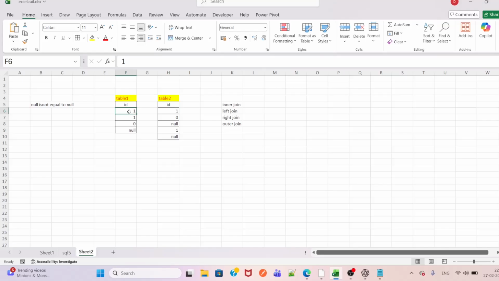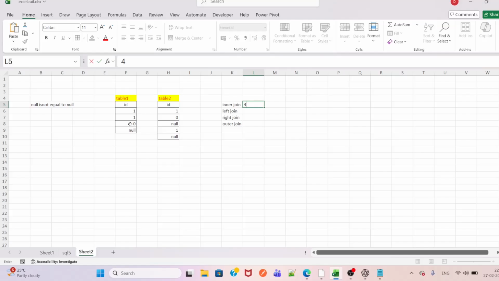So this 1 in the left table will repeat two times, since two values of 1 are there in the right table. Similarly, the second duplicate value in the left table will again repeat two times. So for the inner join, for 1 we have 4 records.